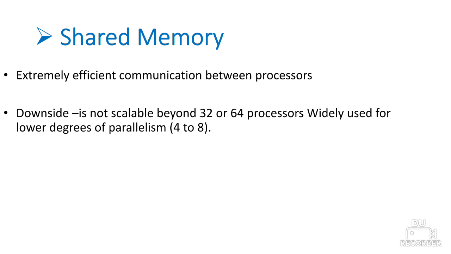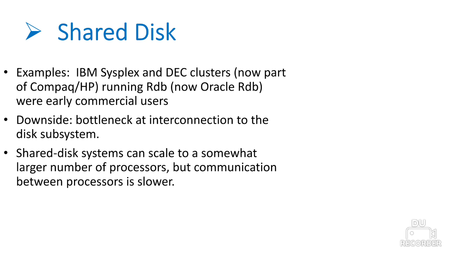Shared memory: extremely efficient communication between processors. The downside is that it is not scalable beyond 32 or 64 processors. It is widely used for lower degrees of parallelism, 4 to 8.